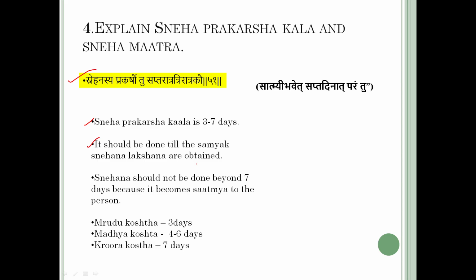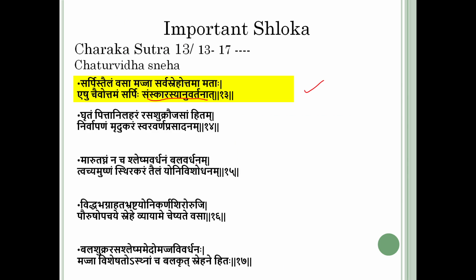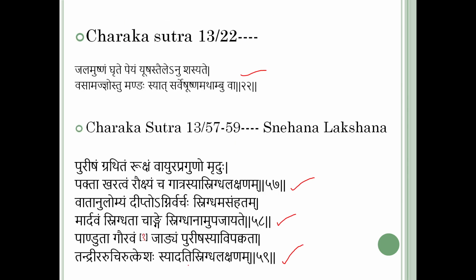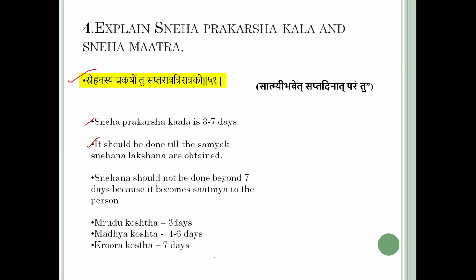So what are the Samyak Snehana Lakshana? That is Deepta Agni will be there, the Avayava or the skin of the person will be having Snigdhata, like that. There is Samyak Snigdha Lakshana, that shloka you are going to do. So let's just see that. Vatanulomyam Deeptognir Varcha Snigdham Asamhatam Mardavam Snigdhatachange Snigdhanam Upajayate. That is Vatanulomana, Deepta Agni, Snigdha Varcha, Asamhata Varcha, Mardava, Snigdhata of the Angavayava. That is skin and all will be Snigdha. So these are the Samyak Snigdha Lakshana. So until these Lakshanas are obtained, you are going to give the Snehana.